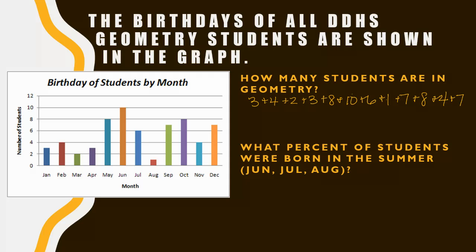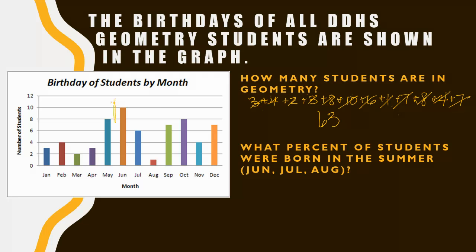Notice on the left-hand side, it says number of students and it goes by 2s. Be careful about that. So like January is in the middle between 2 and 4. That's how I know that that's 3. So let's add all this up here. Let's see, 3 plus 4 plus 3, that makes 10, 20, 30, 40, 55, 56, 63. 63 students total.